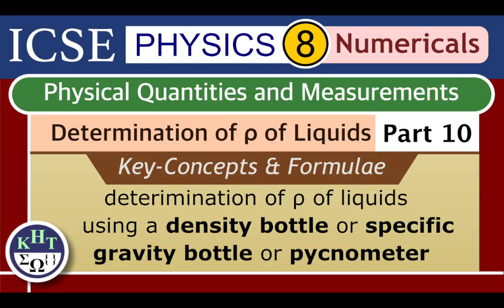This is part 10 video on the topic of determination of density of liquids from the chapter of physical quantities and measurements. In this video, I will shortly explain the concept and the related formula that we use in determining the density of any liquid using density bottle, which is also known as specific gravity bottle or pycnometer.